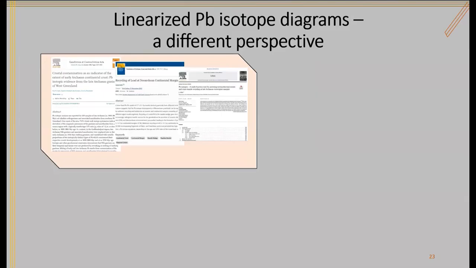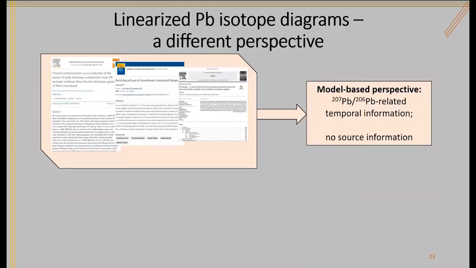We have received very different comments on these linearized lead isotope diagrams as well. Some people argue that the true power of the lead isotope system is the relationship of 207Pb and 206Pb. So we can look at lead isotopes that stem from different uranium-lead decay systems, same geochemical pair, but different decay systems. Some people say this is the true power and you should focus on that. That's again the model-based perspective.